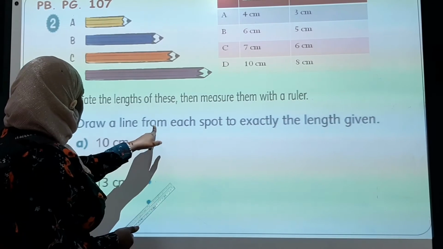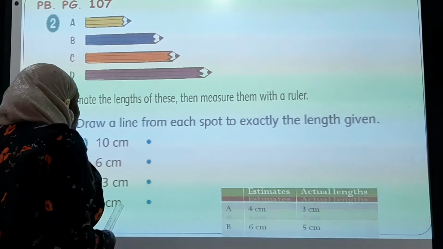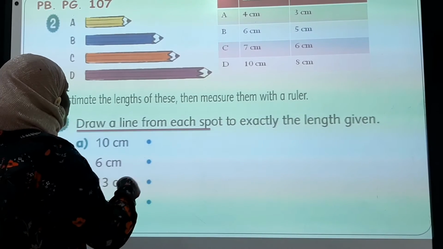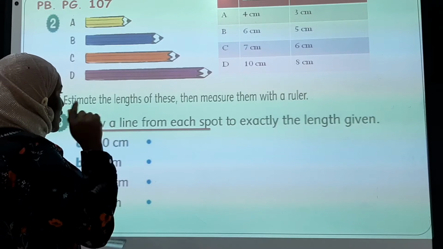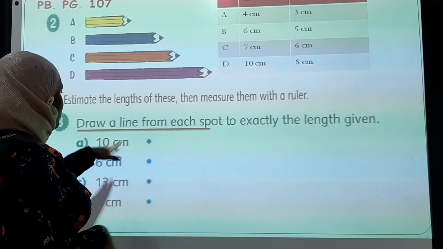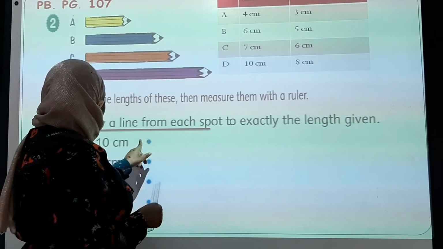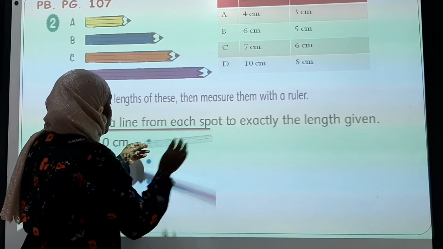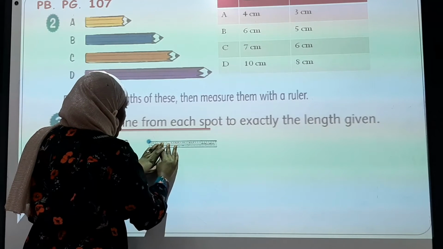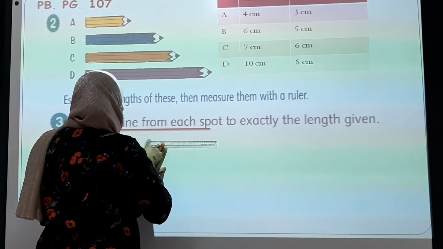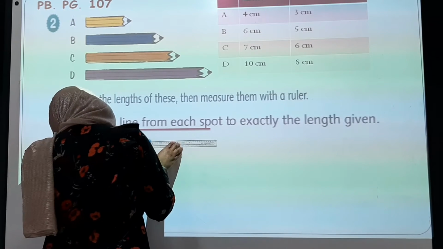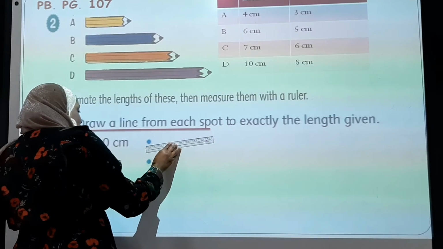So you're going to draw lines from each spot to exactly the length given here. So here we have 10 centimeters. When you want to start, you're going to start from this dot. You put your ruler here, you start the 0 from here and you measure and stop where you have 10 centimeters. You put a mark there, you put your line there for only 10 centimeters.